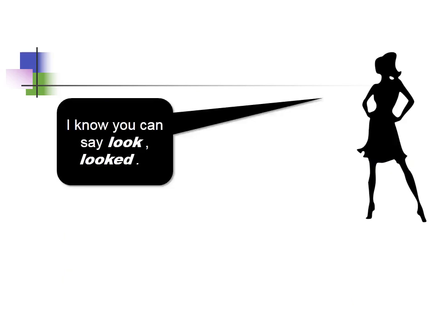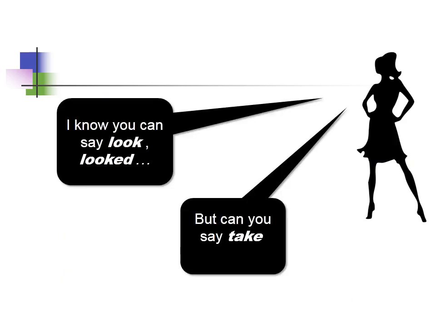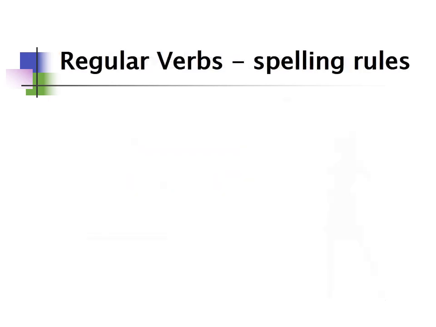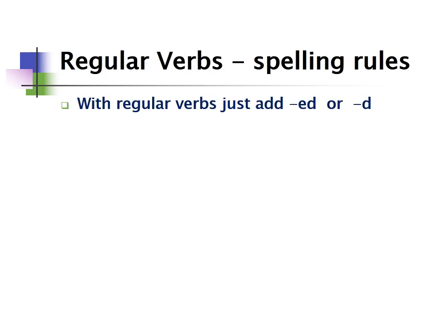I know you can say look, looked, but can you say take, taked? No, you can't. It's take, took. The simple past has 2 forms, regular verbs and irregular verbs. Regular verbs have spelling rules. With regular verbs, you simply add ed or d depending on if there's already an e there.